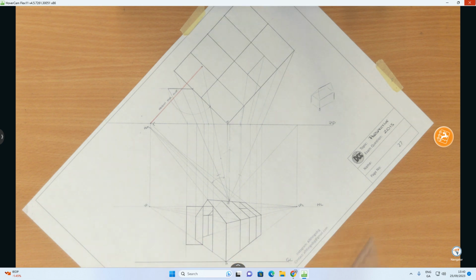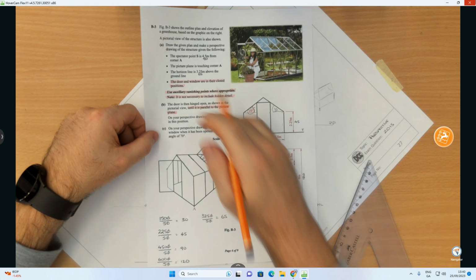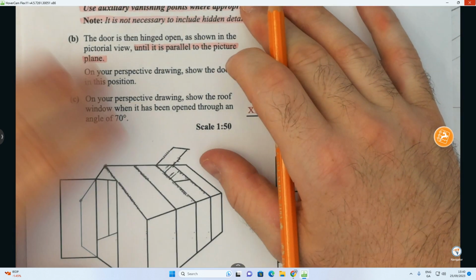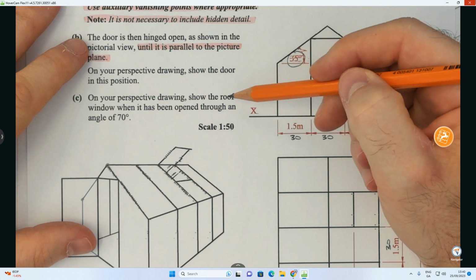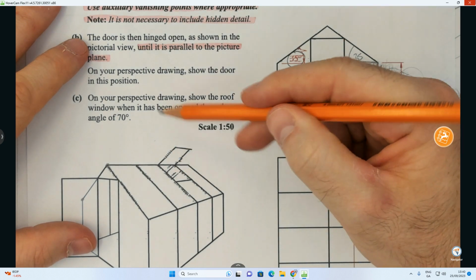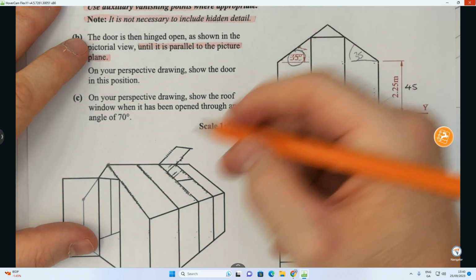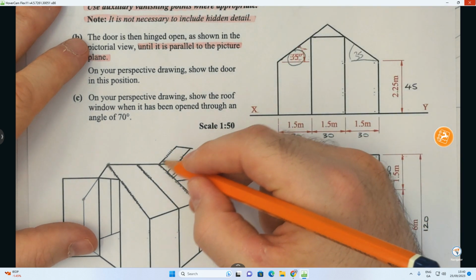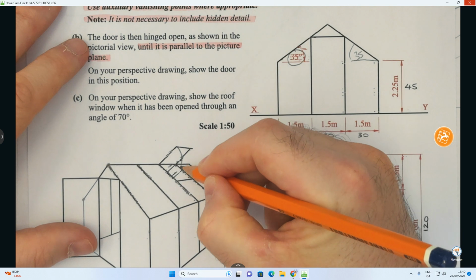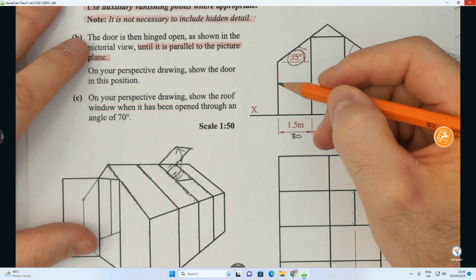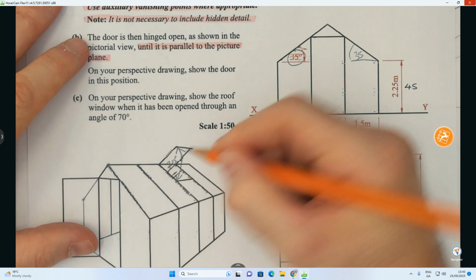Right, now what we're going to do is the last part of the problem. Okay, so part A done, part B done. Part C, on your perspective drawing, show the roof window when it has been opened through an angle of 70 degrees. Okay, so essentially here, what we're trying to do is open up this window through an angle of 70 degrees. Like that. Okay, and that obviously is going to be our 70-degree angle inside there.